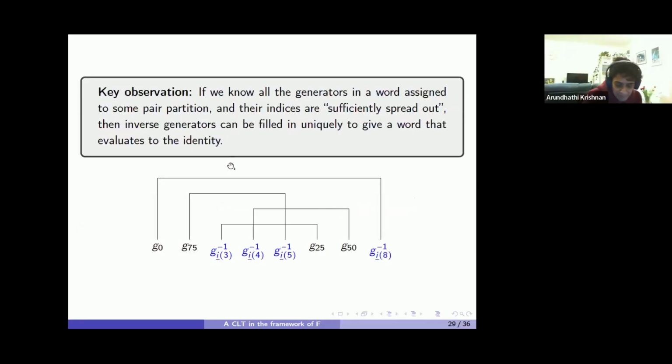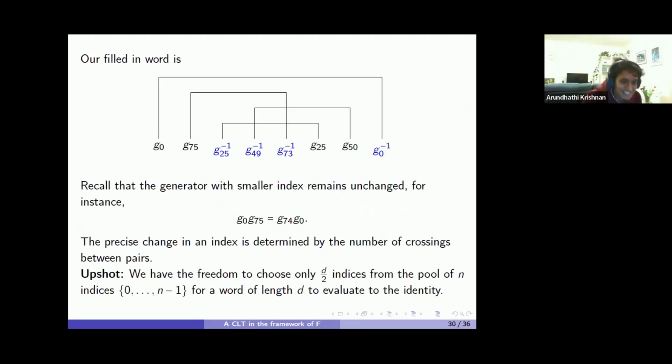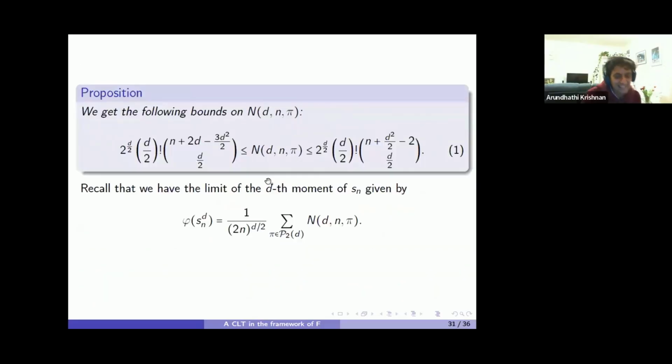And the thing is, again, I'm going to skip a few slides. The thing is that you don't need an exact value for this number, N(d, π), because you're going to look at the limit as n goes to infinity. So it's good enough to find lower and upper bounds. But what you can do is find a lower and an upper bound which doesn't depend on the pair partition π.